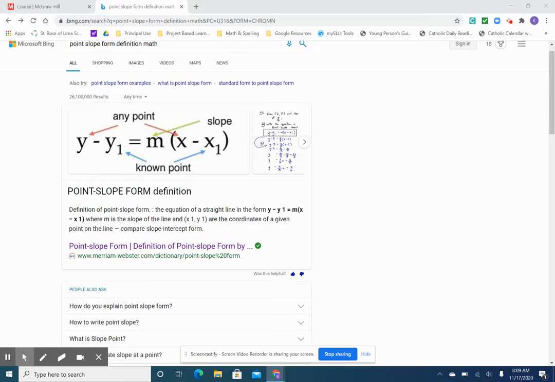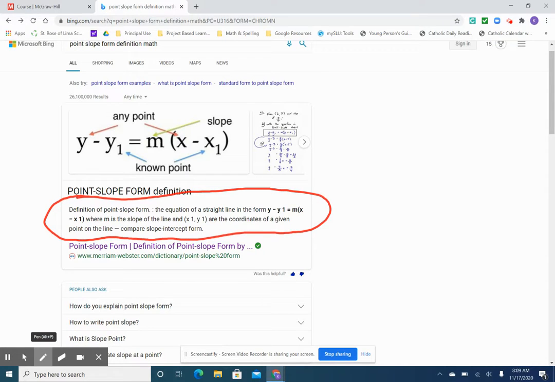You already know how to write equations in slope form. This particular example is point slope form. Your definition is here. It states the equation of a straight line takes the form of y minus y1 equals m in parentheses x minus x1. M is the slope, and x1 and y1 are two coordinates that are given on any point of a line.